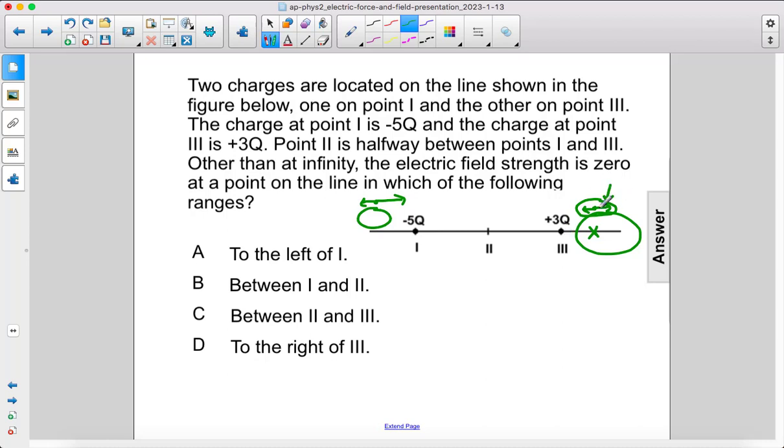But over here, there is a spot somewhere over here where this is a weaker charge, but it's closer. And this is a stronger charge, and it's farther away. And there will be a spot where they equal out. So the answer here is D.